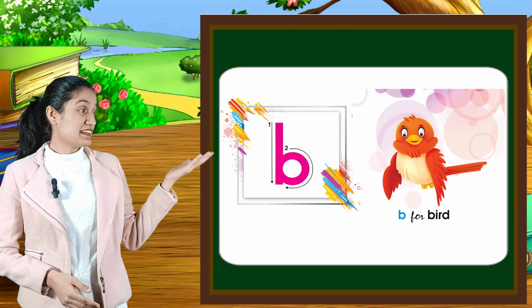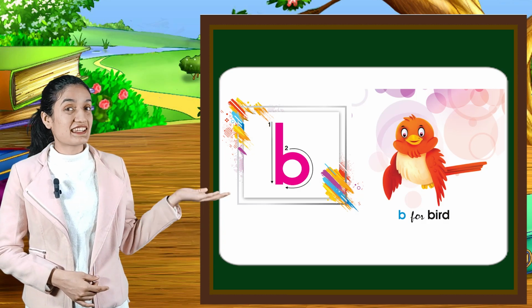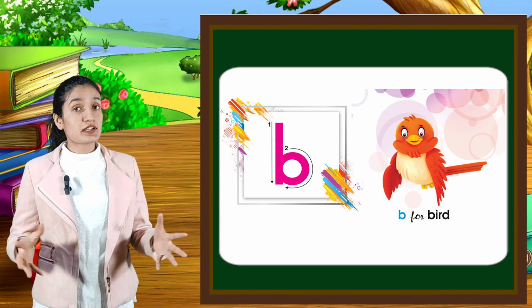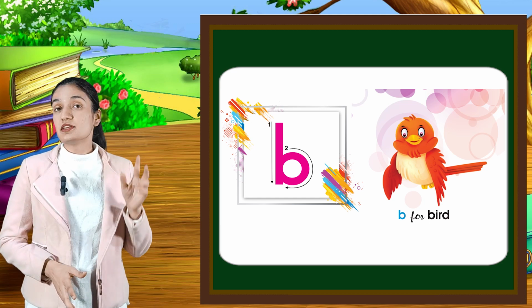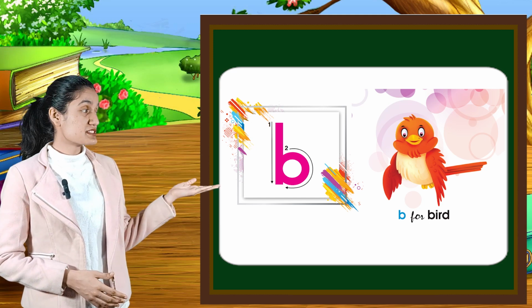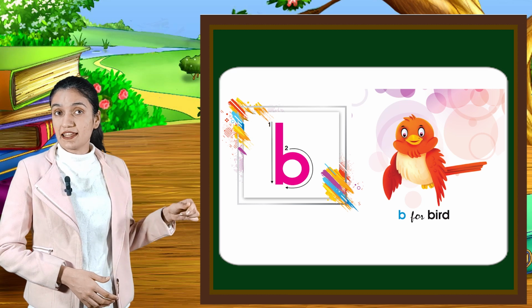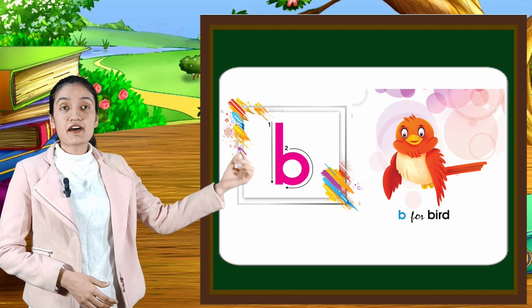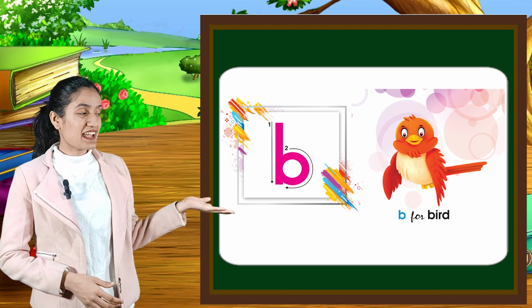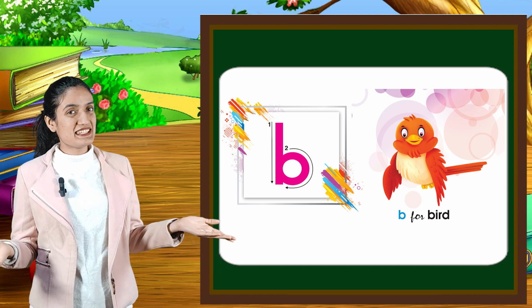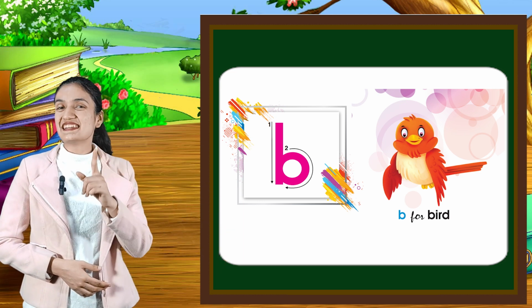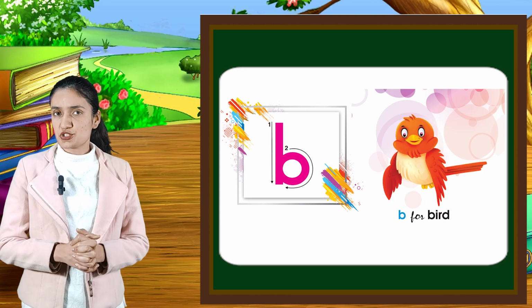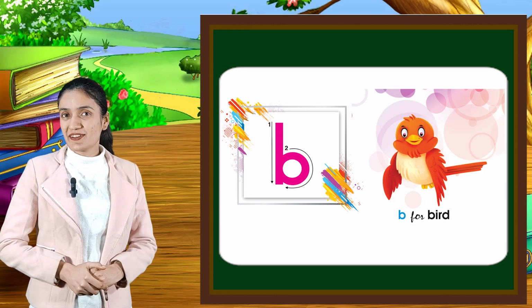Now kids, let's see the second letter, that is B. So kids, B बनाने के लिए भी दो steps हैं. First step is draw a line and make a half circle again along the line. And it will be B. And B for, yes, bird. बच्चों, आपकी favorite bird कौन सी है?